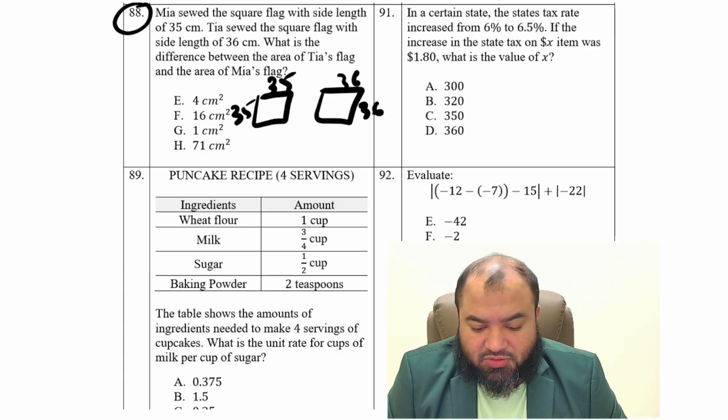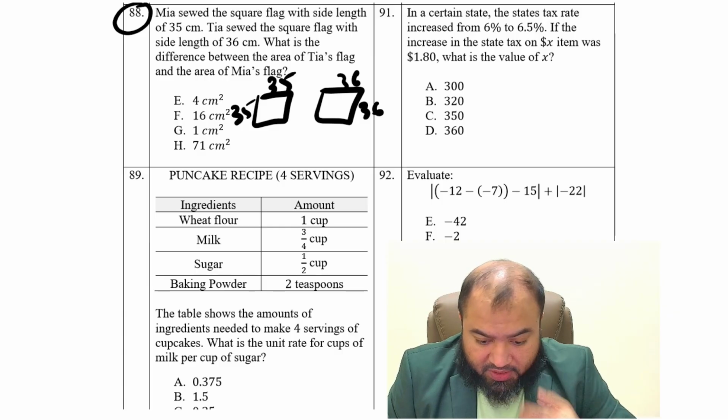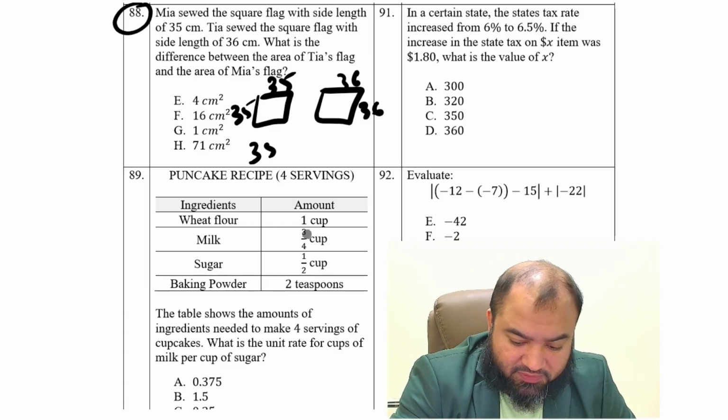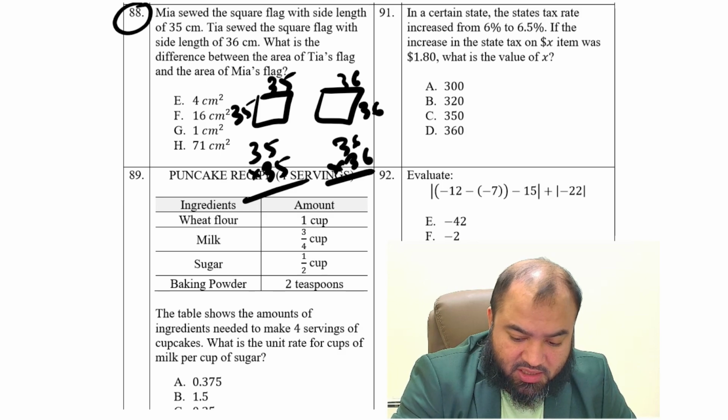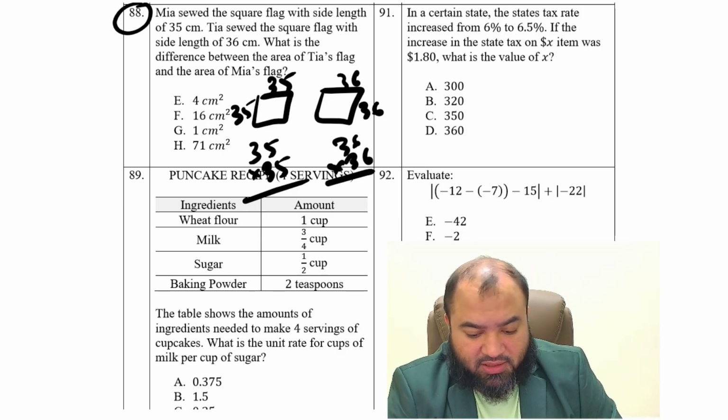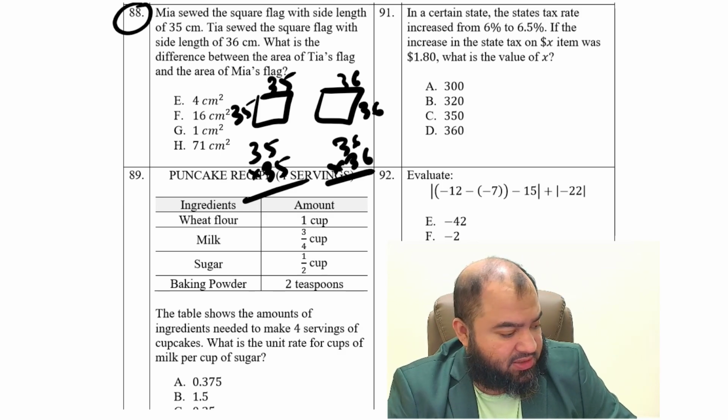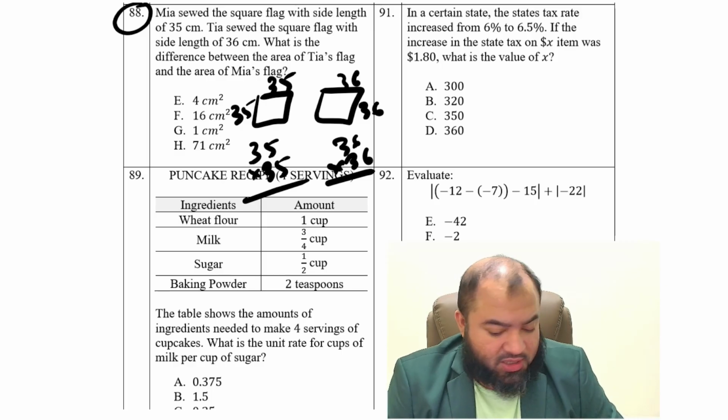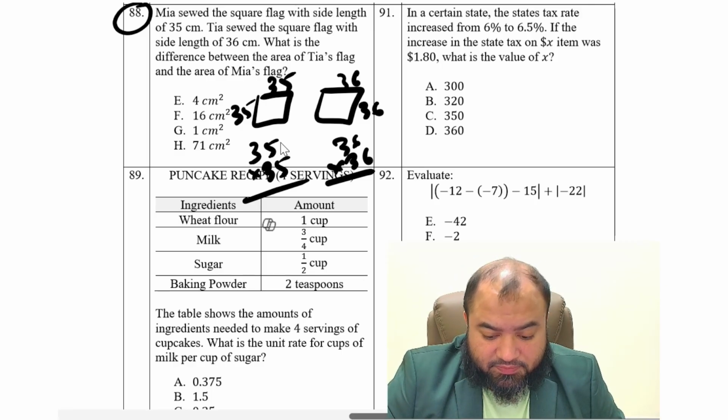Well, this is not a big deal, but you just multiply 35 times 35 and 36 times 36, and whatever you get, you just subtract. That's all, right? So this one is not that difficult. I'll just skip this one. Let's go to number 89.